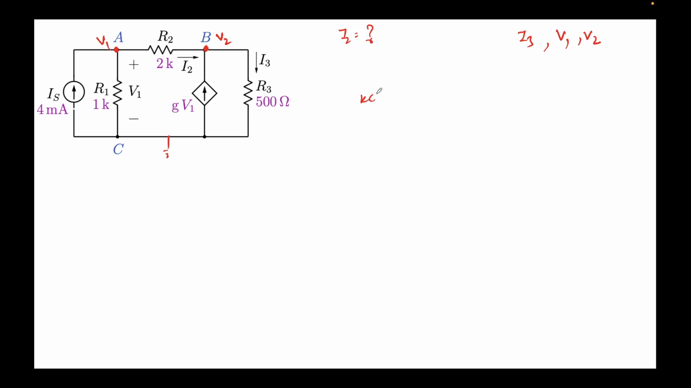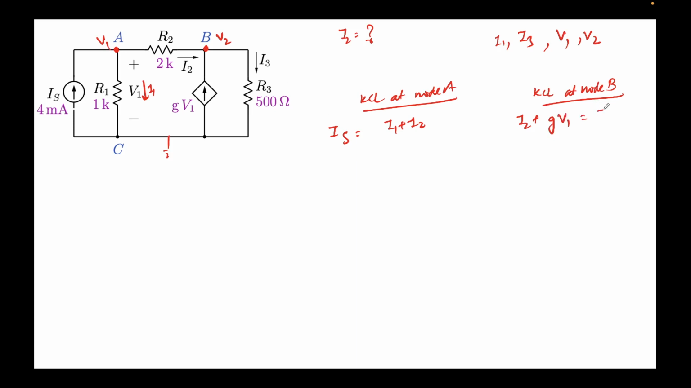So first let me write KCL at node A. KCL means incoming current should be equal to outgoing current. So at node A, this is the incoming current from the left, IS. And there will be current flowing out. It's given I2 over here, and let's assume that I1 is flowing in this direction. So this will be I1 plus I2. Similarly, KCL at node B: incoming current is I2 plus GV1, and outflowing current is I3.